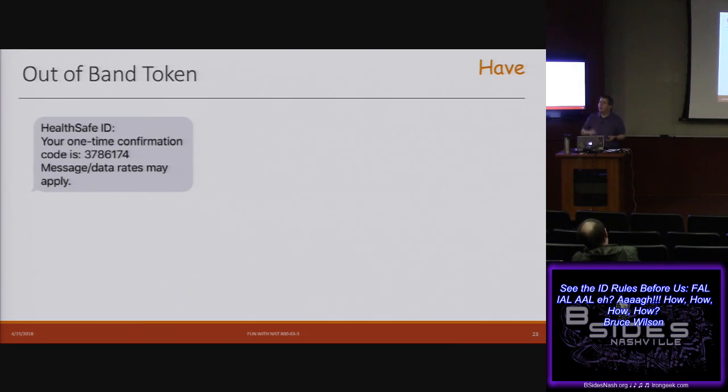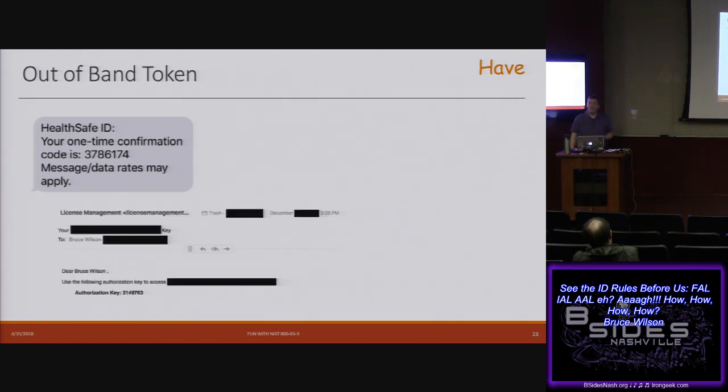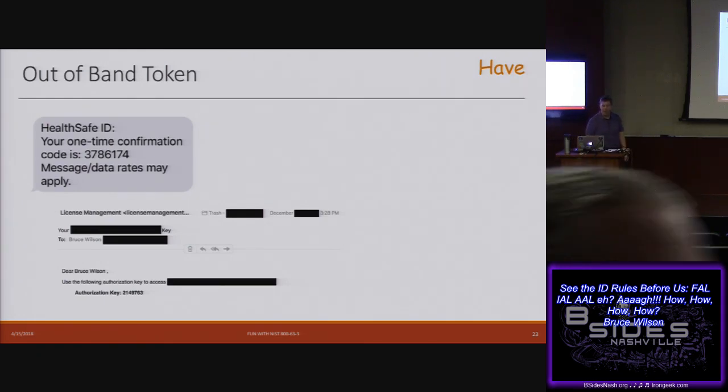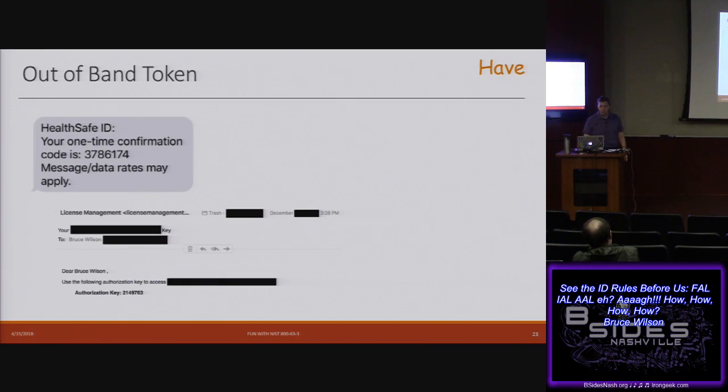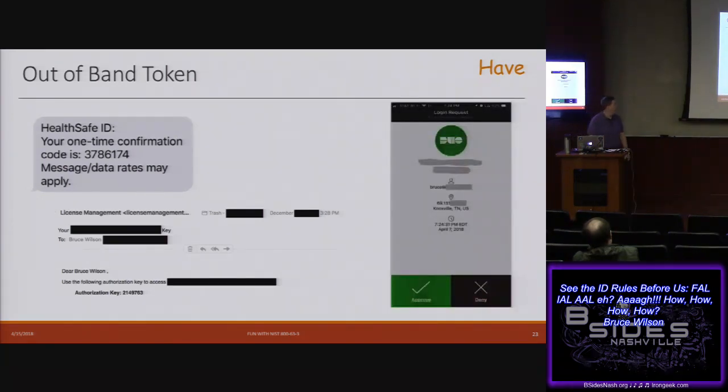But the key point is this is something that the verifier is sending the user through something other than the channel that you're talking with them with. So it's coming through an SMS channel. It's coming through an email. One of the systems that I use to log into the administrative panel, I get something through the email. And 800-63 will say a little bit about that.